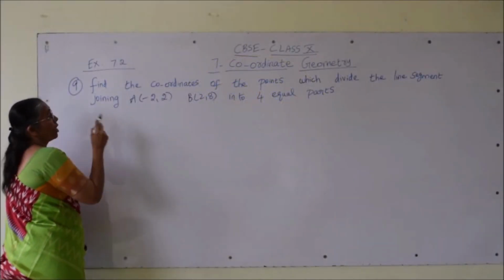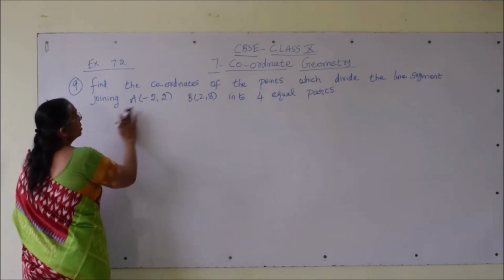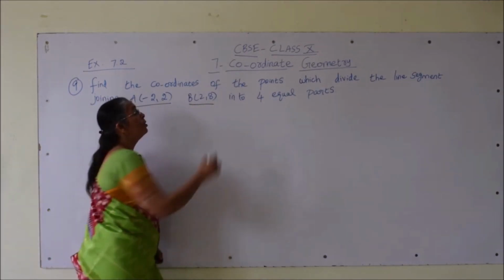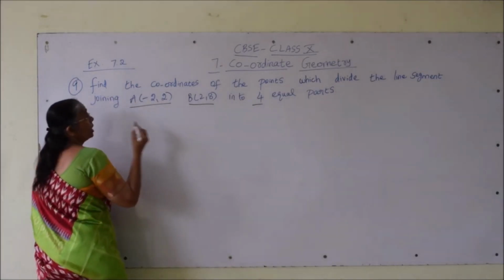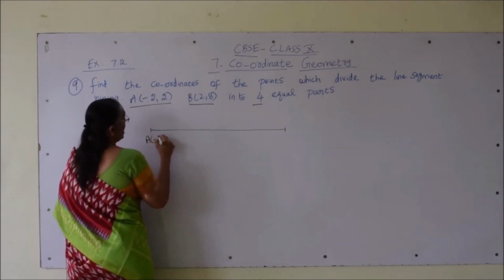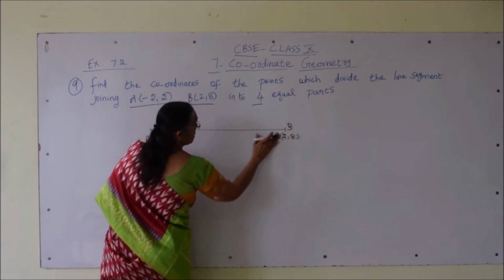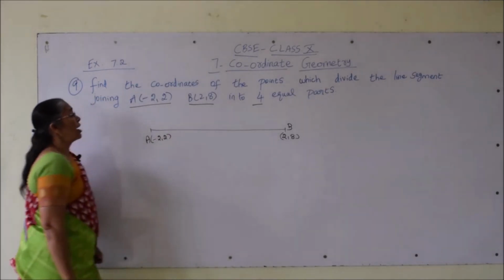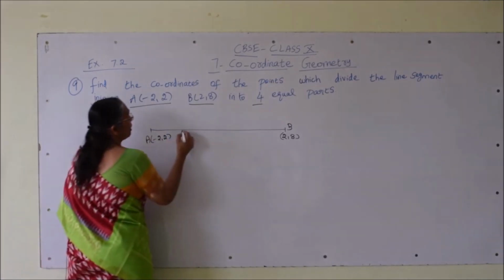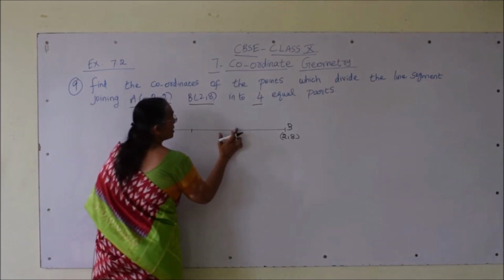Ninth problem, find the coordinates of the points which divide the line segment joining A (-2, 2) and B (2, 8) into 4 equal parts. Okay, let me draw a line segment AB. Now, A point is given (-2, 2) and B is (2, 8). This is the B vertex, B point. Now, we have to find the coordinates of the points which divide the line segment into 4 equal parts. So, this is divided into 4 equal parts, so we need first to make it as half first.